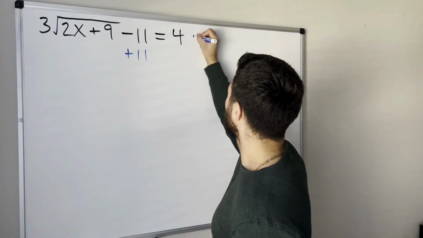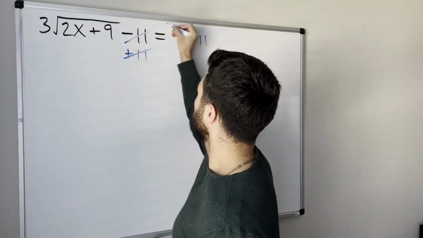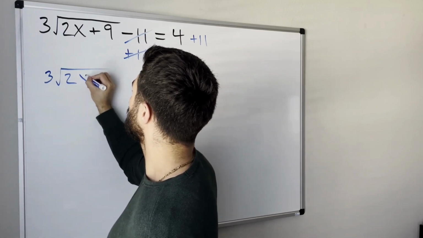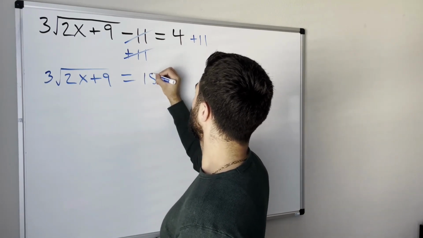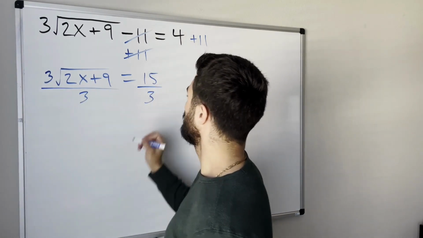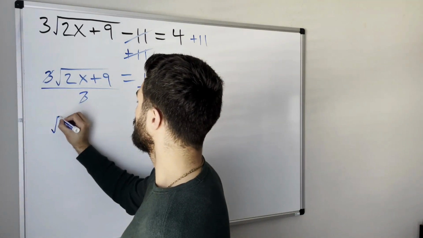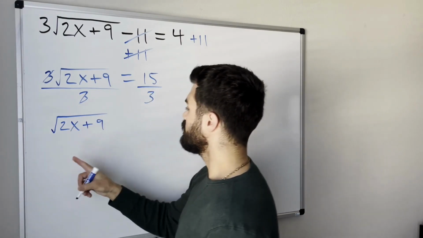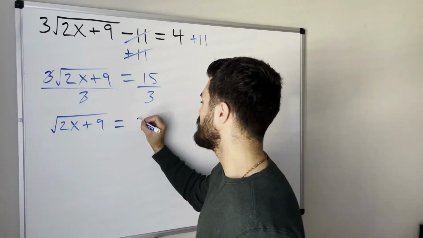So we can start by adding 11 to both sides of the equation. So this minus 11 and plus 11 are going to cancel, and we're going to be left with 3 times the square root of 2x plus 9 equals 4 plus 11, that is 15. Now, all we have to do is divide both sides of this equation by 3. 3 divided by 3 is 1. Those cancel. On the left-hand side here, we're left with just the radical. This is what I mean by isolate the radical. Square root of 2x plus 9. That's all we have on the left-hand side. And on the right-hand side, we have 15 divided by 3, which is 5.